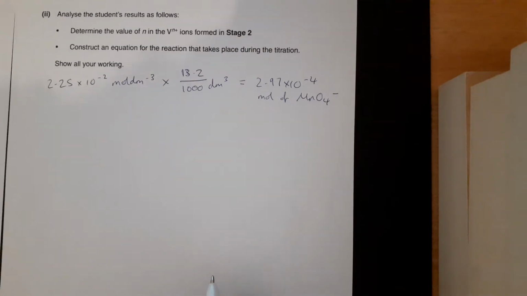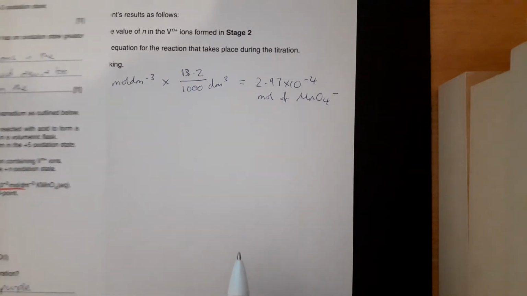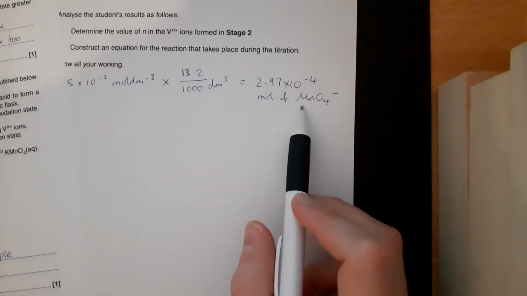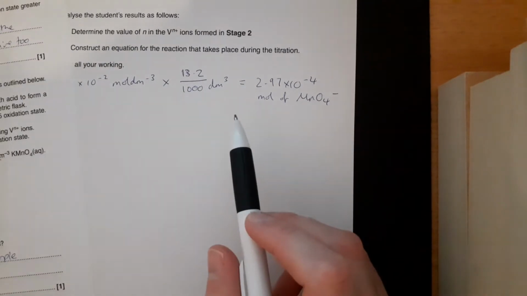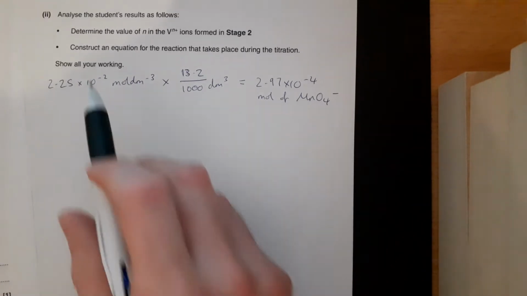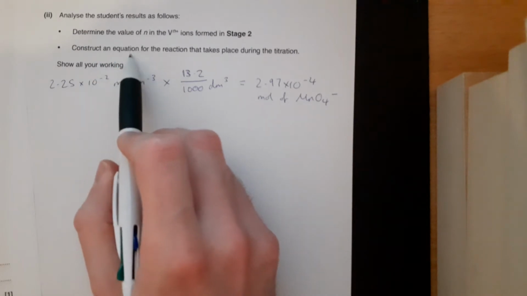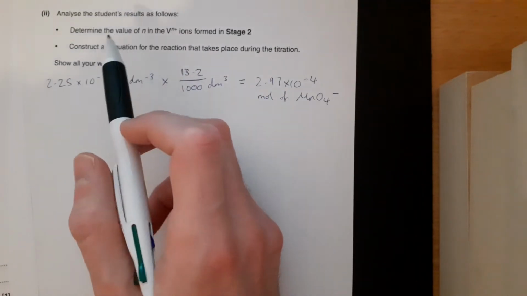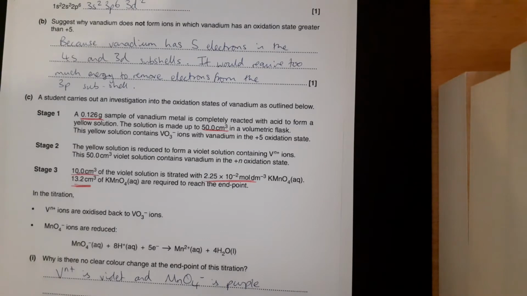What we would normally do at this point is look at the equation and see what the ratio is between the manganate and the vanadium, and then work out the moles of the vanadium. But we can't do that, because the whole point of this is they want us to work out what the equation is. They haven't told us the equation, so we can't do that. That's a bit awkward. So let's go back here and see what we can do.